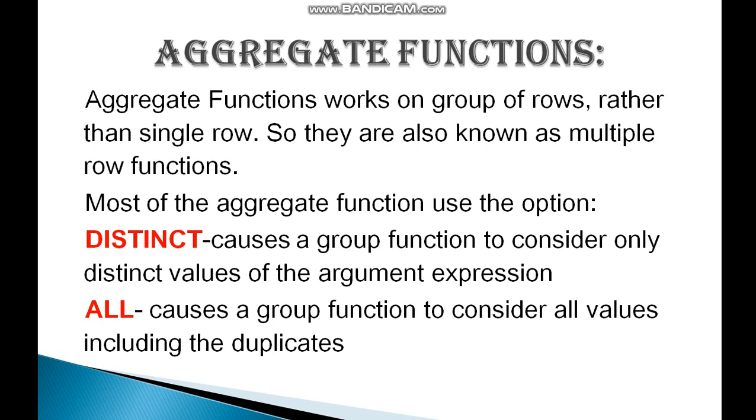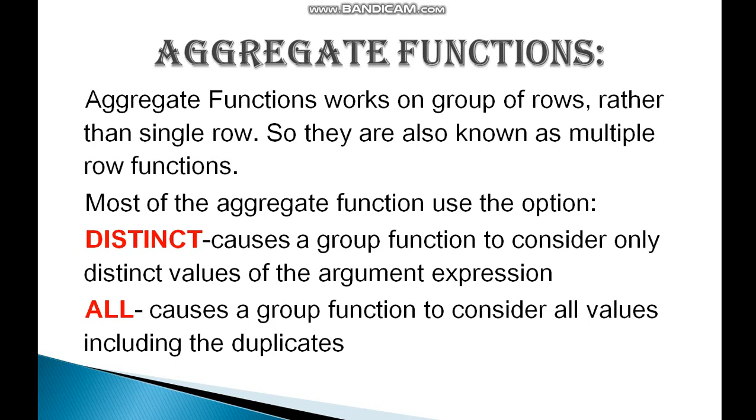Now these functions use a certain range of records, process the records and give you the output, rather than single row functions like the len function, which works on one record. Then you have the date functions, then you have your round functions. These are all single row functions which work on a single record at a time, but aggregate functions work on multiple records.